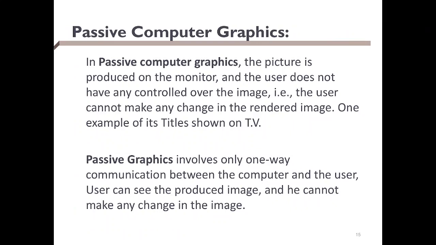So passive computer graphics. In passive computer graphics, the picture is not produced on the monitor, and the user does not have any control over the image. In fact, the user cannot make any change in the rendered image. One example of this is TV shows, some music videos, anything that the user does not have any control over. That's something we call passive computer graphics. Passive graphics normally involve only one-way communication between the computer and the user. The user can see the produced image but cannot make any changes whatsoever.